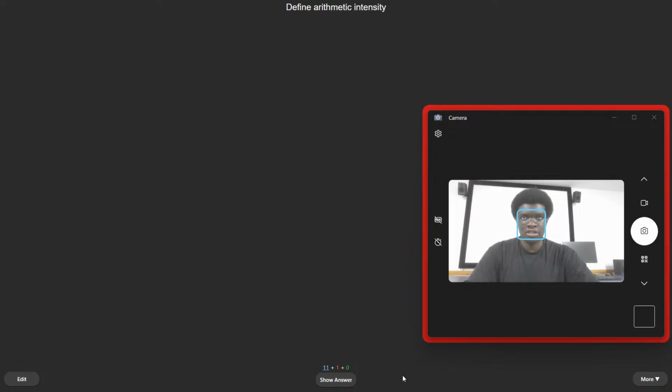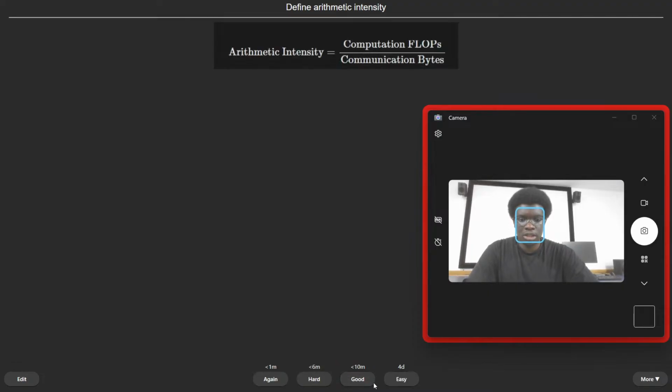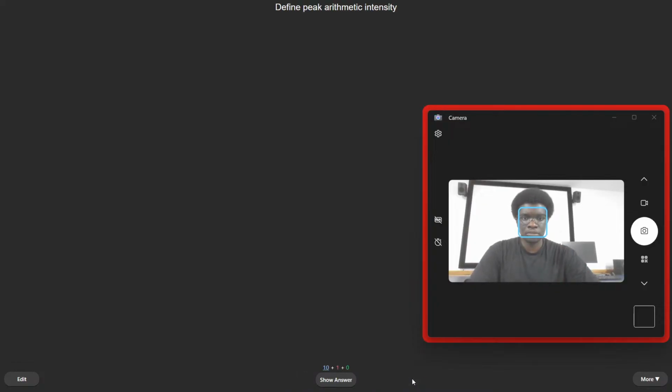Define arithmetic intensity. Again, I think there were 2 ways of doing it. So one is the flops per second divided by the memory bandwidth, and that's for an accelerator. And then for a program, we're doing the flops required, for example, for matrix multiplication, divided by the total bytes of memory that you're reading and writing. Peak arithmetic intensity. So that's the arithmetic intensity when your accelerator is running at peak flops per second.